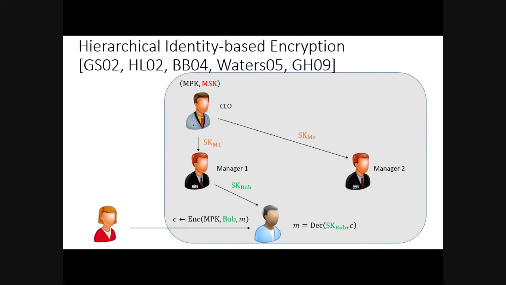And a natural extension of that would be hierarchical identity-based encryption, where we have a higher entity, a higher layer. Say we have a CEO that now generates secret keys for managers, and that allows the managers to use these secret keys and generate secret keys for the employees that are under them. And they can only do that for the employees that are under them. And then Alice and Bob can communicate as before.